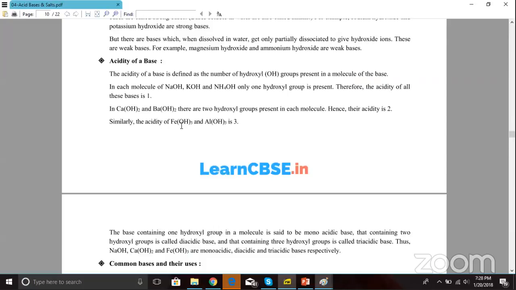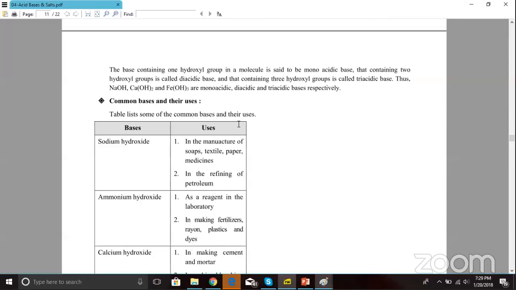The acidity of Fe(OH)3 and Al(OH)3 is 3, because they contain 3 OH- ions, so they can neutralize 3 H+. A base containing one hydroxyl group in a molecule is said to be a monoacidic base. If it contains two hydroxyl groups, we call it a diacidic base. If it contains three hydroxyl groups, we call it a triacidic base. So NaOH is monoacidic, Ca(OH)2 is diacidic, and Fe(OH)3 is a triacidic base.